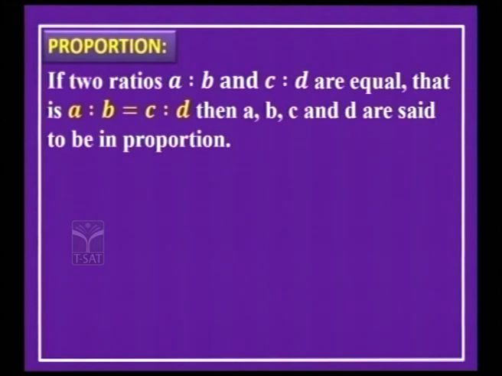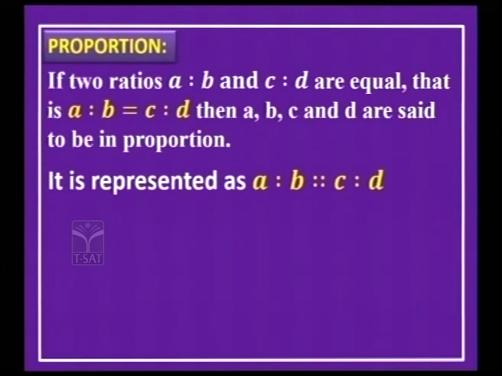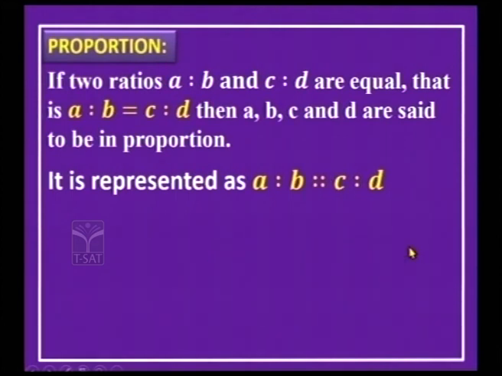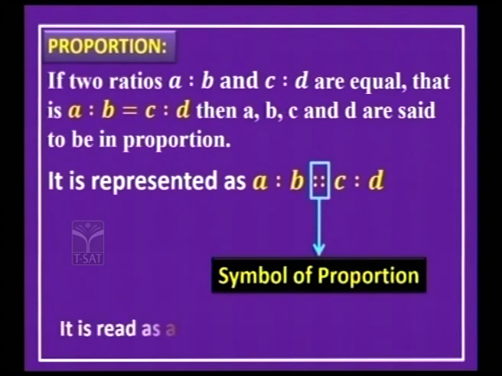Let us see some examples. If two ratios A/B and C/D are equal, then we can say that A, B, C and D are in proportion. Okay, children. It is represented as A/B, and here you can see there are two colons, right? We call it the symbol of proportion. Got it, children? And how do we read it? Yes, A is to B as C is to D. I repeat once again, A is to B as C is to D, children.